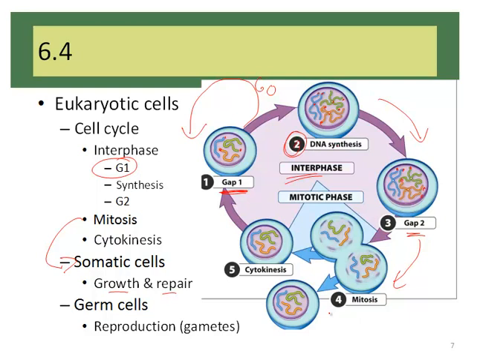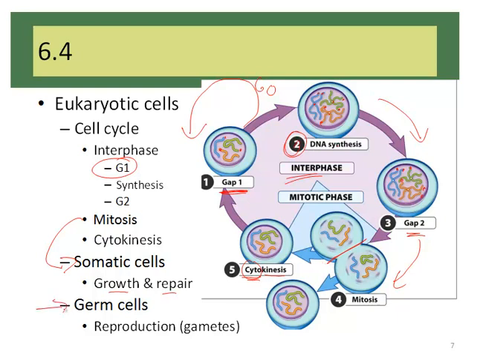The last part of the cell cycle is cytokinesis, and cytokinesis is division of the cytoplasm. So kinesis is division, cyto refers to the cytoplasm, so this is just cytoplasm division to separate these two individual cells. So that's what somatic cells do in mitosis.